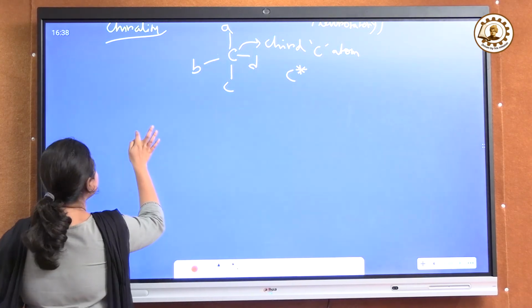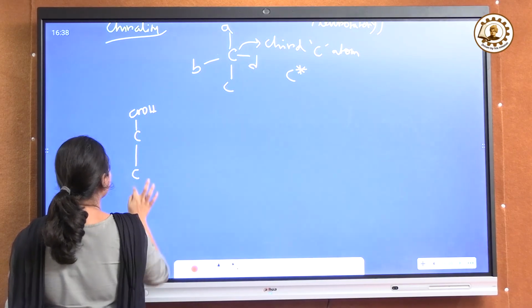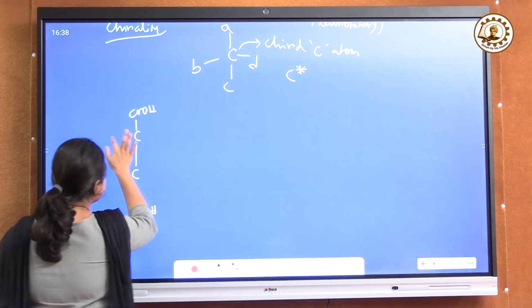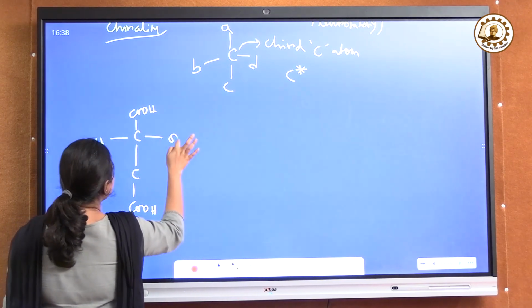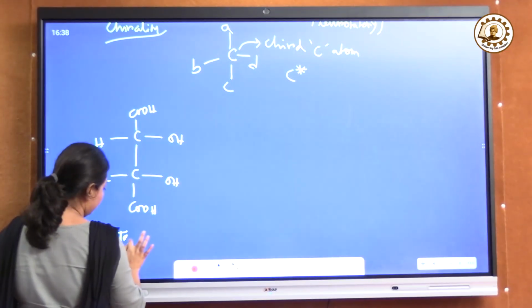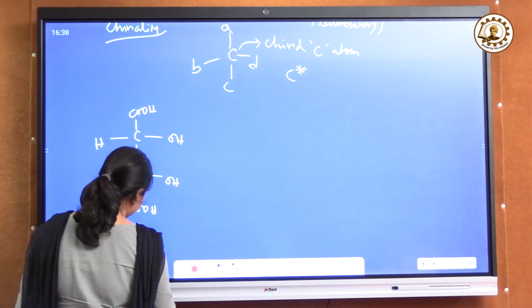Now we are taking some examples. This is an example of tartaric acid, with H, OH and H, OH.